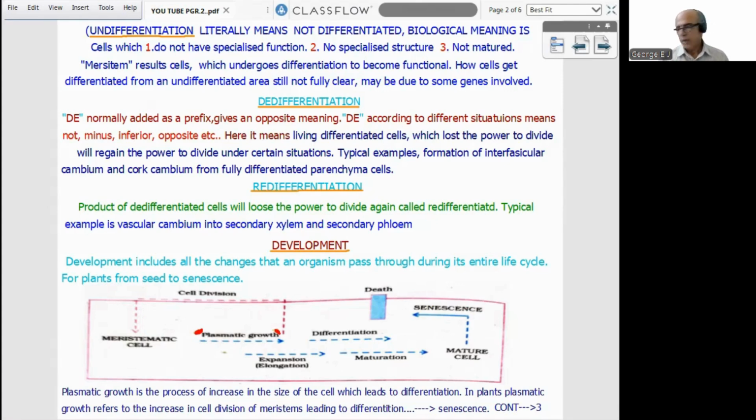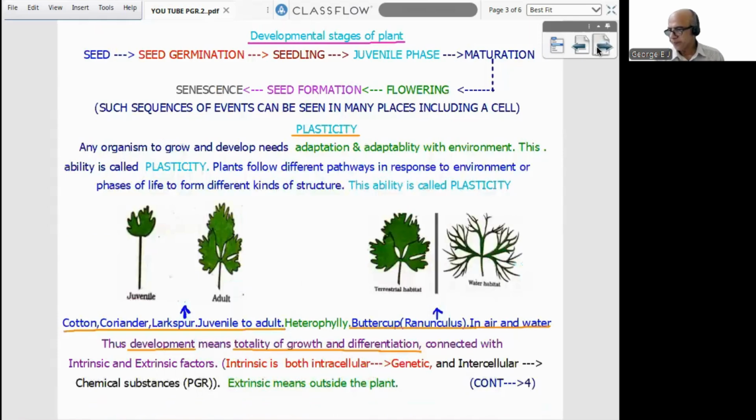Next is development stages of plants. So a flow chart, seed germination, seedling, juvenile phase leading to maturation. Maturation produces flowers, flowers develop seeds, and then gradually the plant undergoes aging and senescence. This type of sequence we can find in many places, including an individual cell.